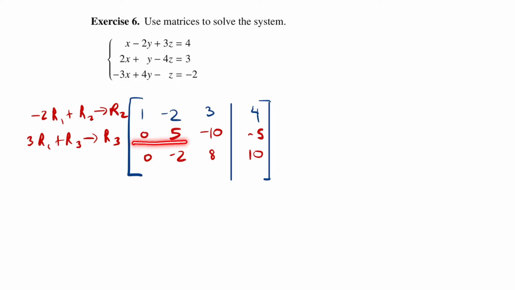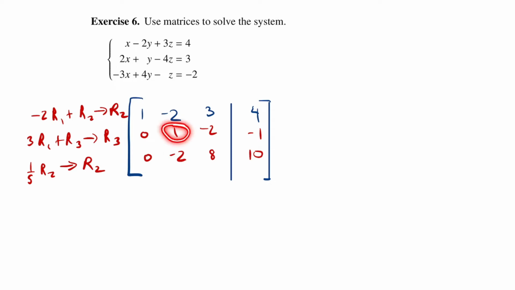Now we have to make this a 1. To make this a 1, we multiply this entire row by 1/5. So 1/5 times row 2 equals row 2. In other words, we're just dividing this row by 5. This is not going to change. 0 divided by anything is 0. So this becomes a 1. This becomes a -2. And this becomes a -1.